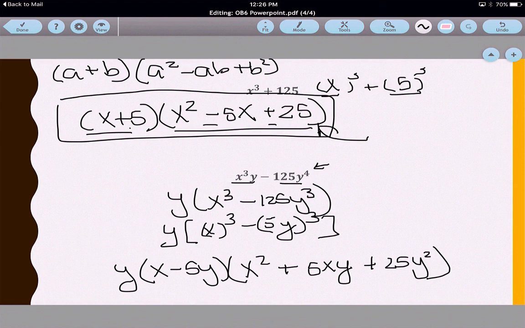So go ahead and practice with these. You can do the practice worksheet, and when you're feeling confident, go ahead and try that quiz.